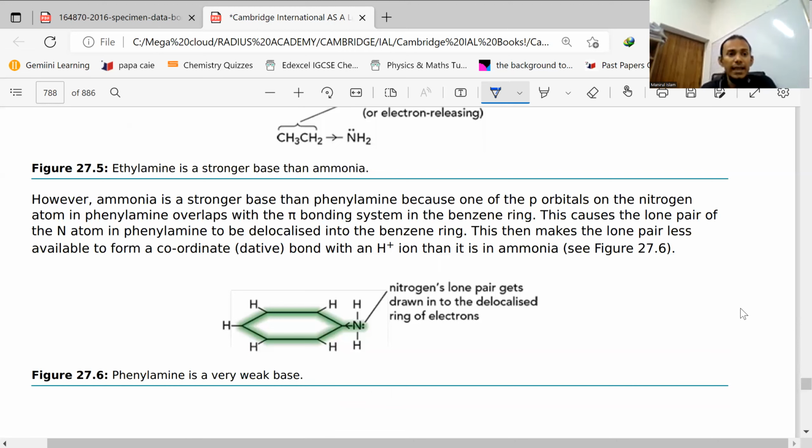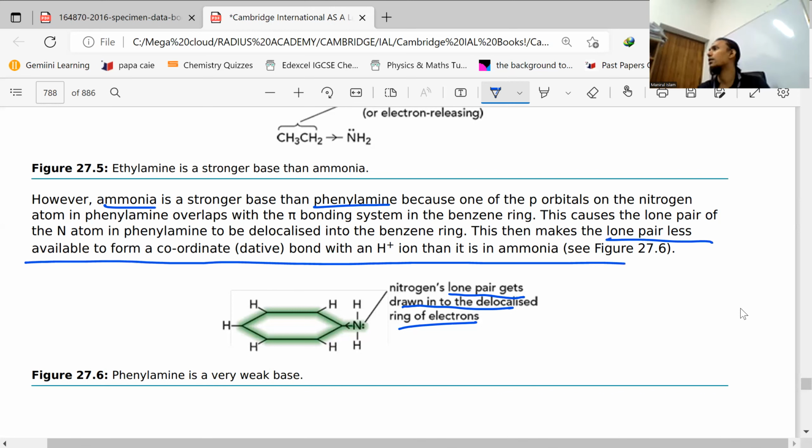However, ammonia is stronger than phenylamine. Why? Because the lone pair of nitrogen will be delocalized inside the pi electron cloud, right? Inside the pi electron cloud. Thereby, the lone pair on nitrogen is less available to accept the proton. Okay? So in phenylamine the lone pair is delocalized into the benzene. This makes the lone pair less available to form dative covalent bond with hydrogen than in ammonia. So ethylamine is strongest and phenylamine is weakest.